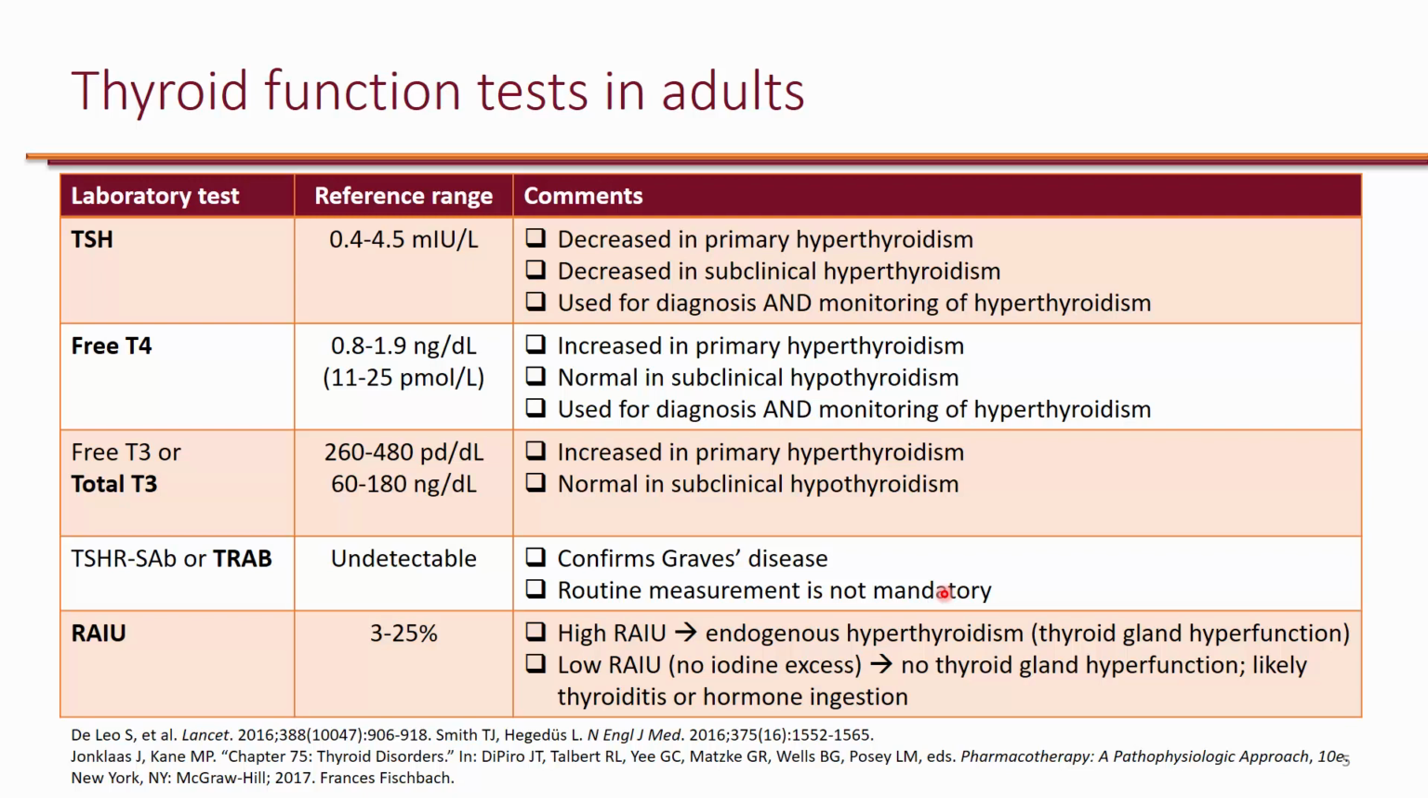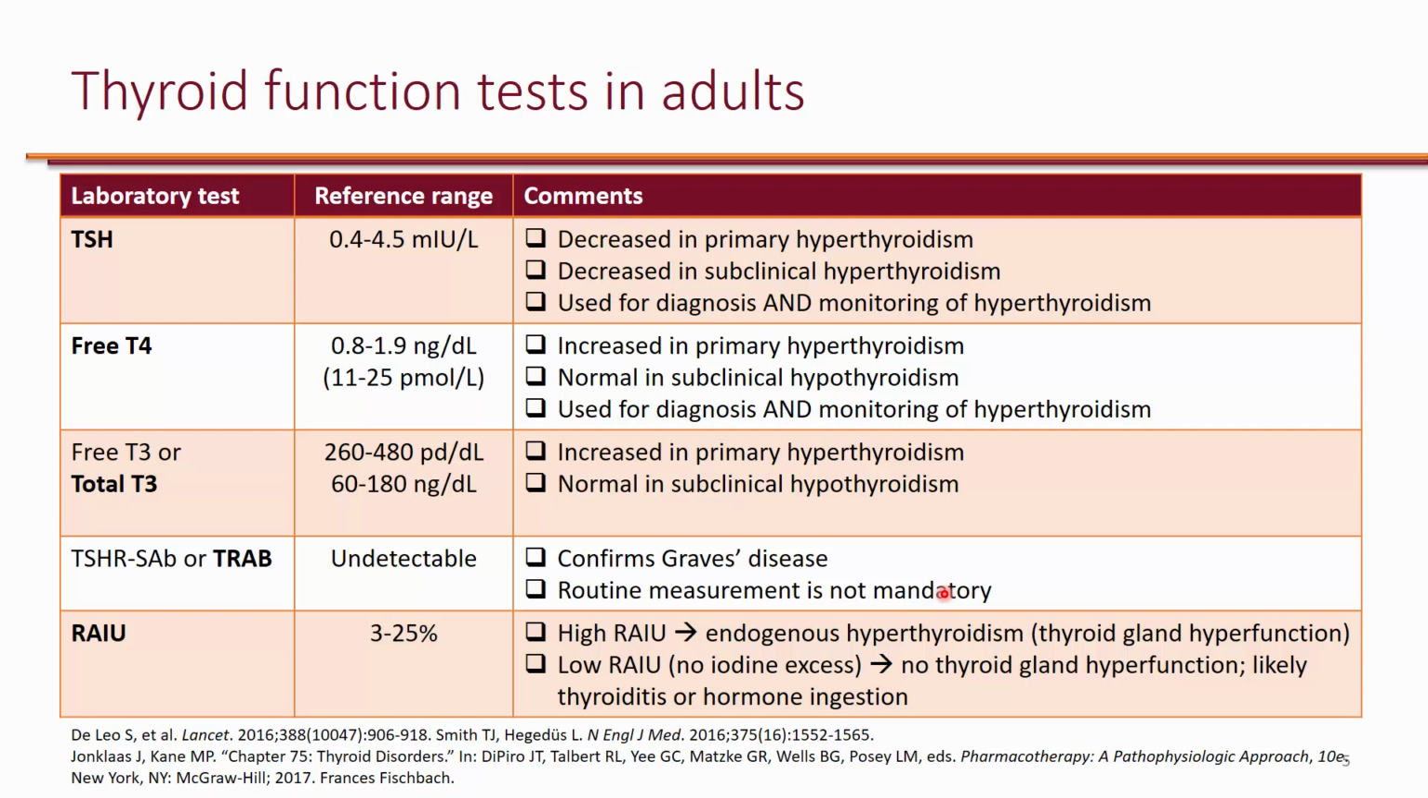Obviously, in hyperthyroidism, your T4 levels will be high, which will have a negative feedback on the pituitary gland. Therefore, TSH levels will be low, lower than the reference range. So it is definitely decreased in primary hyperthyroidism. There's also the condition of subclinical hyperthyroidism, in which case TSH is also decreased. However, in subclinical hyperthyroidism, your T4 levels will be normal.